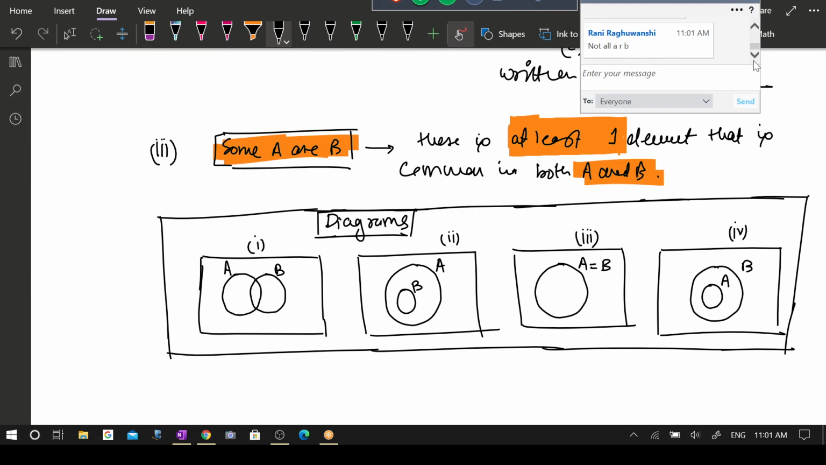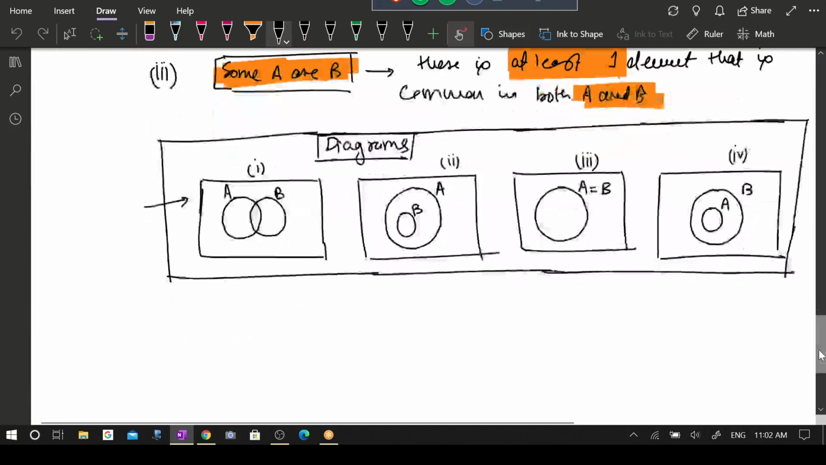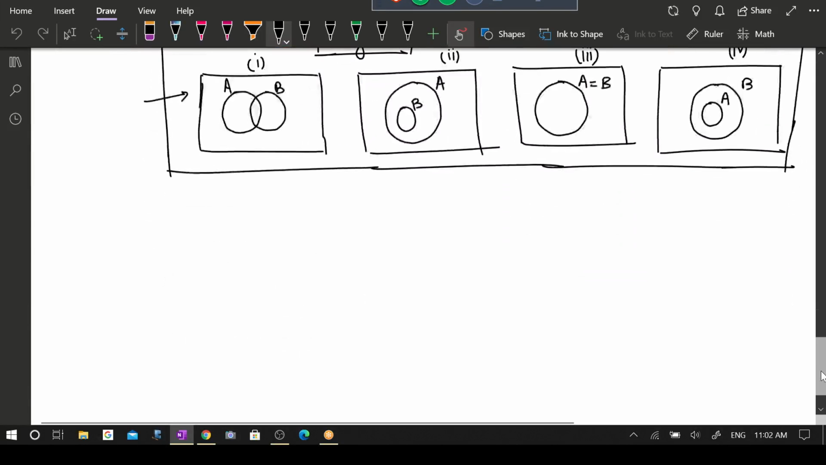Shivam, see that is Rani, not all A or B. Listen, Rani, the logic is very simple. See, what is some A or B? At least one element is common between A and B. Think of this. So, at least one element is common between A and B in diagram 1 also, in diagram 2 also, in diagram 3 also, and in diagram 4 also. Think of that possibility, nothing else, alright? So, if you think logically, I'm right. Clear?